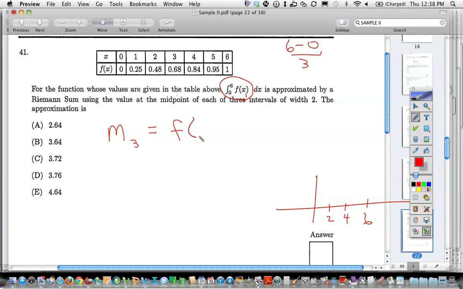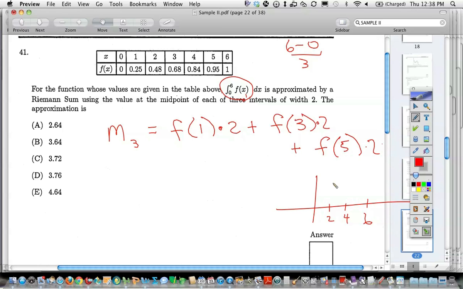At 1. So I'm going to have f of 1 times 2 plus f of 3 times 2 plus f of 5 times 2. And notice I have 3 rectangles here. And again, every time you write this out, I want you to be reminded of a rectangle. This is height times width, height times width, height times width. Right? Area plus an area plus an area.